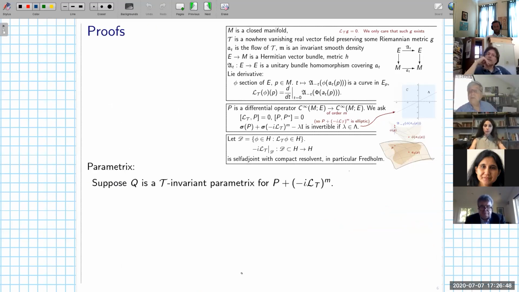The proofs, okay, so I think I'm going to go probably very fast. So what are the proofs? Suppose that Q is a T-invariant parametrix for this operator. So this operator is elliptic. And the condition on the invertibility of this expression for lambda on this line, which gives ellipticity, also gives more. It gives that this line is actually a ray of minimal growth.